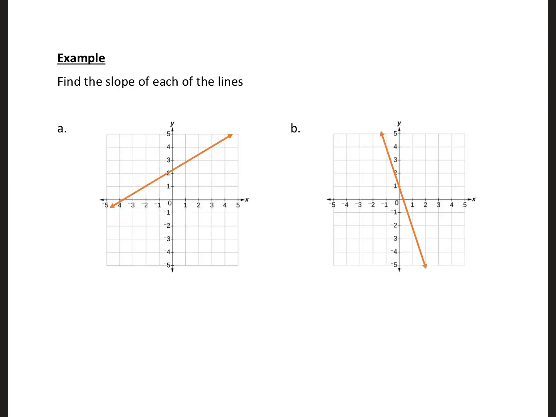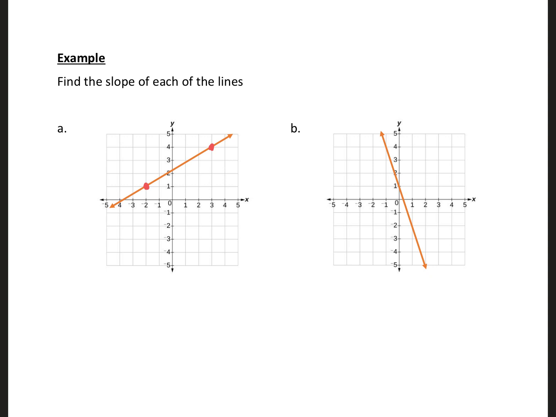Let's now consider finding the slope of a line given its graph. In example A, I'm going to begin first by finding 2 points along this line. Let's say I choose this point, negative 2 comma 1, and this point 3, 4. In our previous example, we've actually already computed the slope between those 2 points, but let's see in fact that it is 3 over 5.